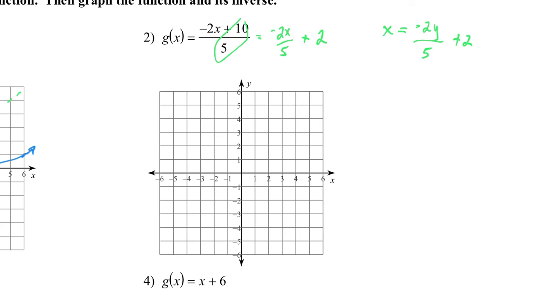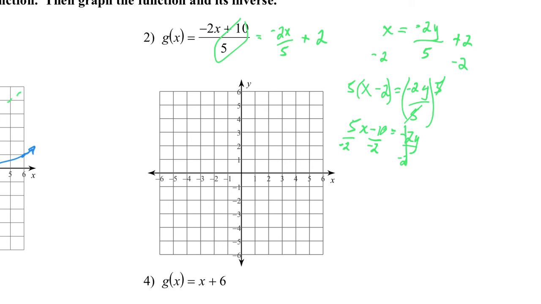Now we're solving for y. So you just subtract that 2 out of there. So then we get x minus 2 equals negative 2y over 5. So we have a 5 to get rid of and a negative 2. Let's multiply both sides by 5, that's going to be 5x minus 10 is equal to negative 2y, because those 5's cancel. And then divide everything by negative 2.